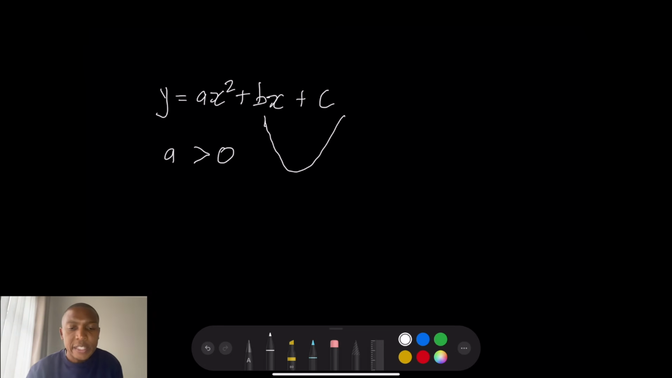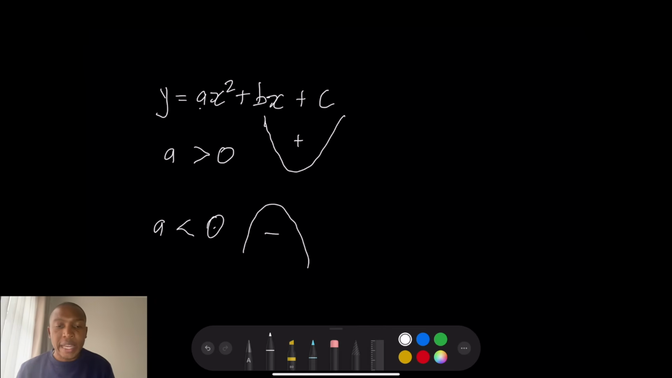If our value of a is less than 0, meaning that your a value in this equation is negative, then of course we've got what we call a sad parabola. Just keep that in mind. So this one tells us we've got a positive a, and this one tells us we've got a negative a.